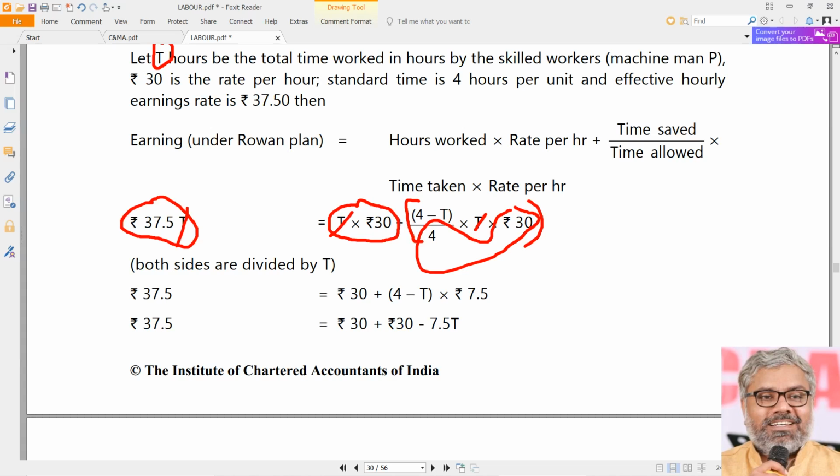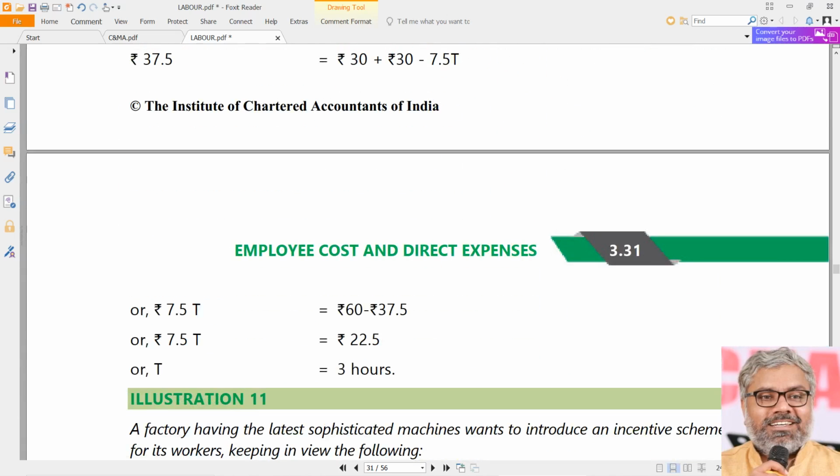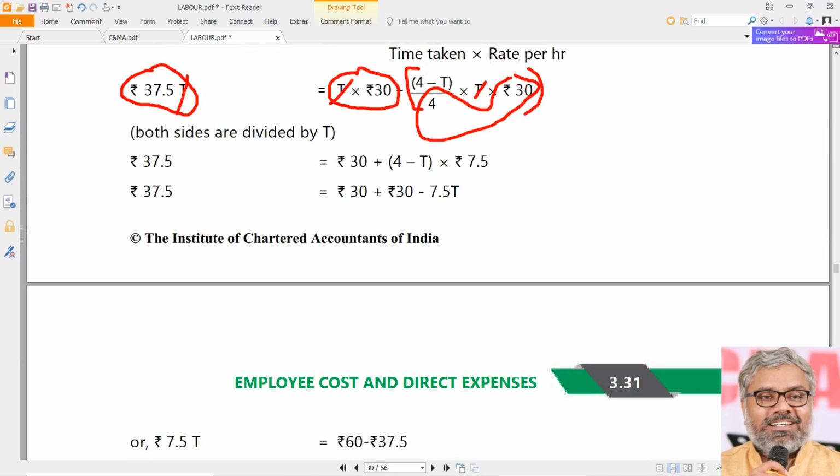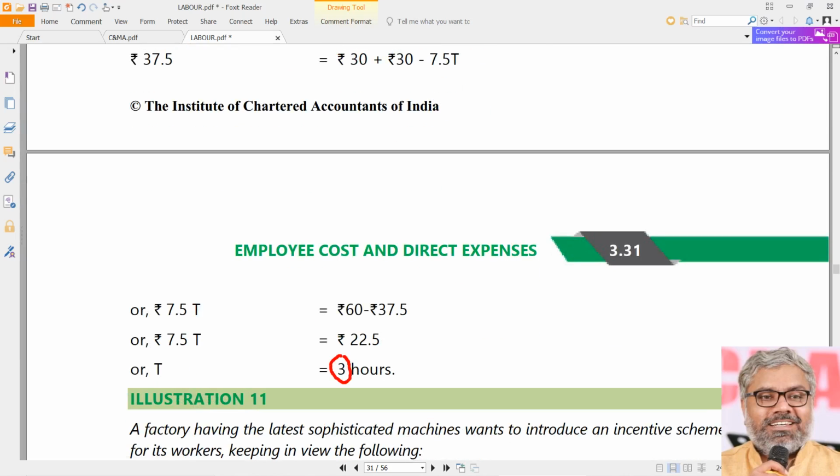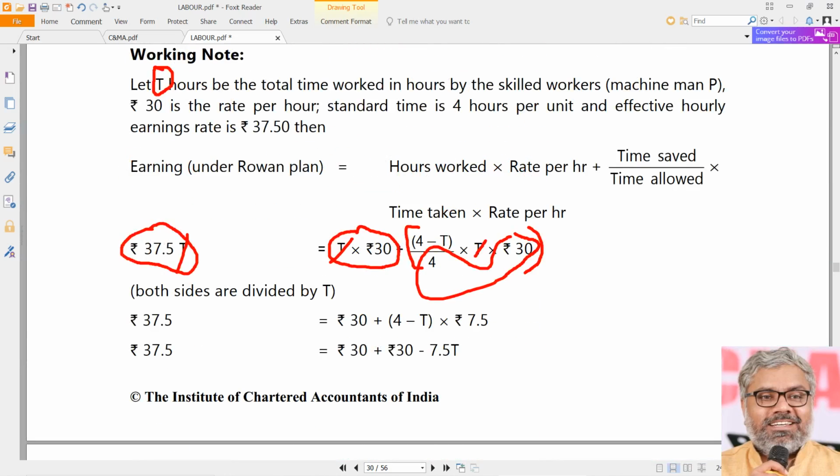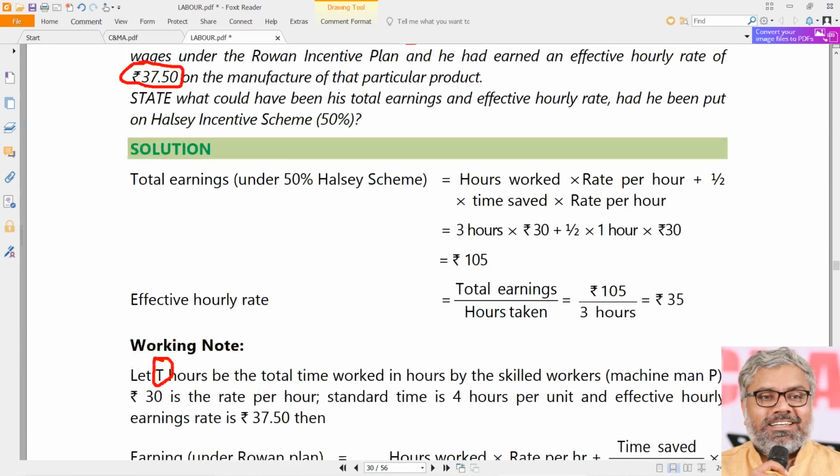Solve for T. How much will be T here? That will be 3 hours. You need to do this calculation. So T is 3 hours. Right? So 7.5 T is equal to 22.5, so T will be equal to 3 hours. So what is T now? Time taken. That we know.